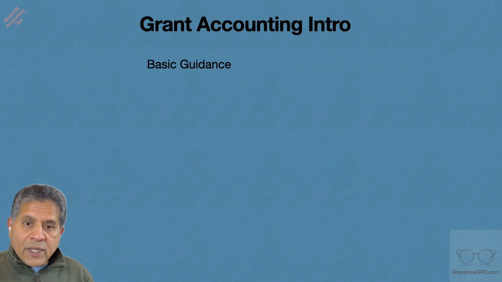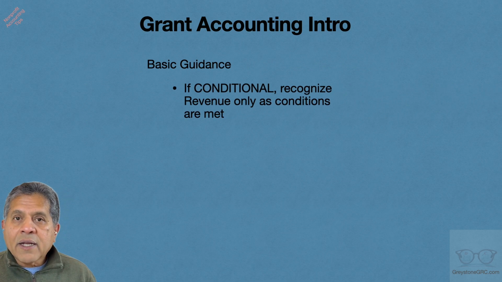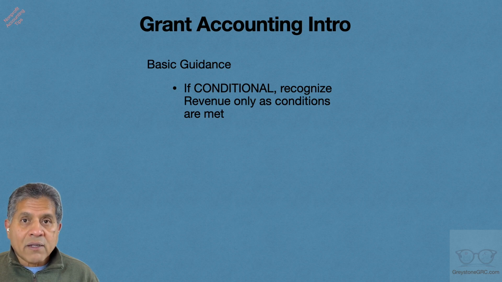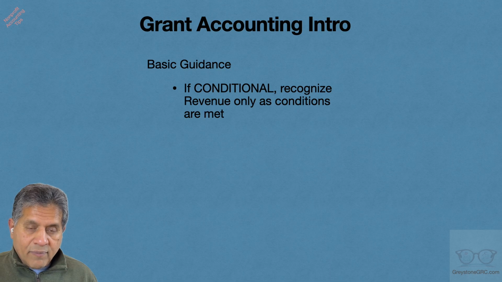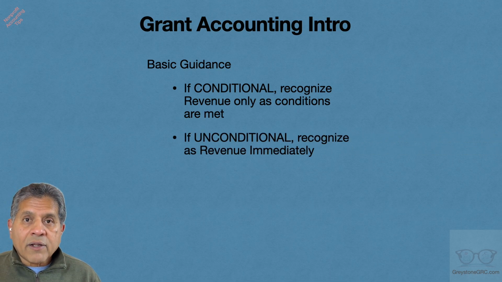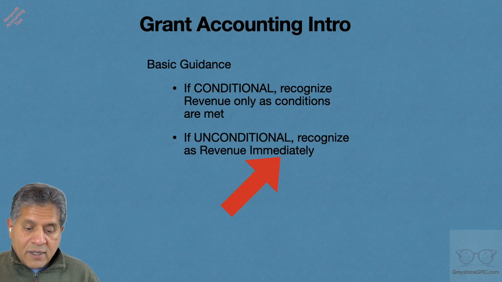So let's take a look at what the guidance is. The basic guidance is that if a grant is determined to be conditional, you only recognize the revenue when the conditions are met. To reiterate that, conditional grant revenue, whether you receive the money or not, is only recognized as revenue when the conditions are met. In contrast, if a grant is unconditional, all of the revenue is recognized immediately.